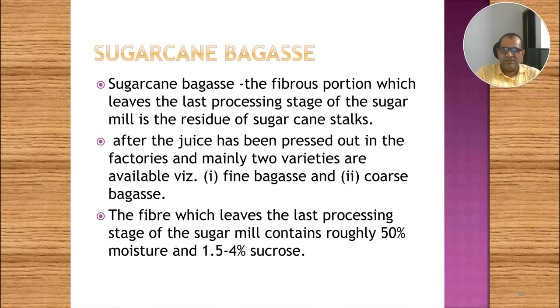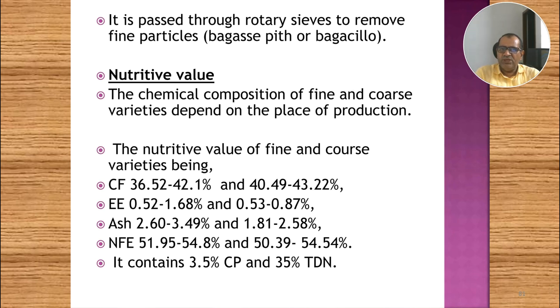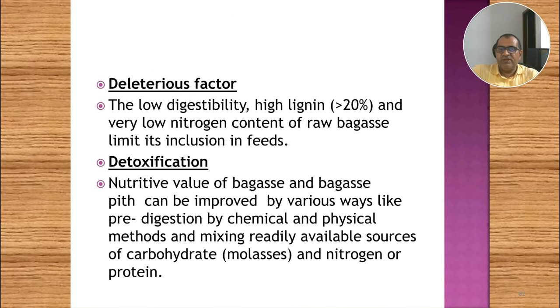One is the fine bagasse and another one is the coarse bagasse. So the bagasse, the last producing stage of the sugar mill, contains roughly about 50%, then about 1.5 to 4% sucrose. So the sugarcane bagasse can also be used as a little bit nutritive, but the digestibility is somehow less when compared to the other things, and it contains 35% CP, very low, and TDN is also 35%, very less.